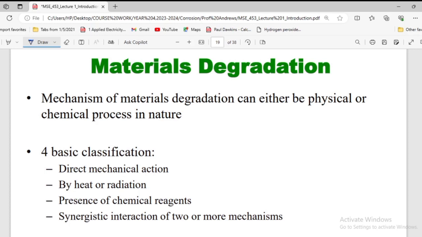We have heat or radiation. You know that when there's heat, high temperature can accelerate chemical reactions within the material, and it can cause it to break. We have the presence of chemical reagents. We have some reagents which are very corrosive, especially the acid reagents. When they come in contact with the material, it changes the structure of the material, and then when the structure changes, it affects the property and the performance, and then leads to corrosion. And synergetic interaction of two or more mechanisms: you combine the two of them together, and that one is more dangerous. Yeah, it's more dangerous.